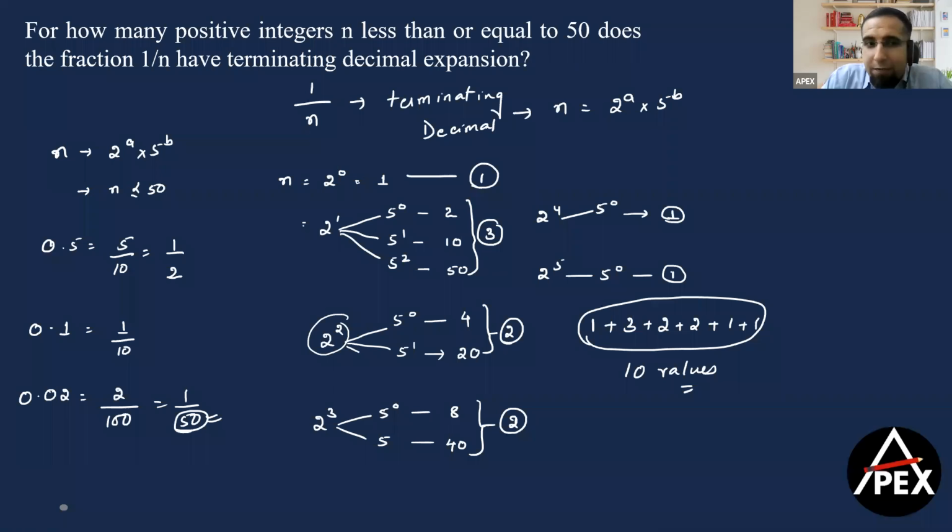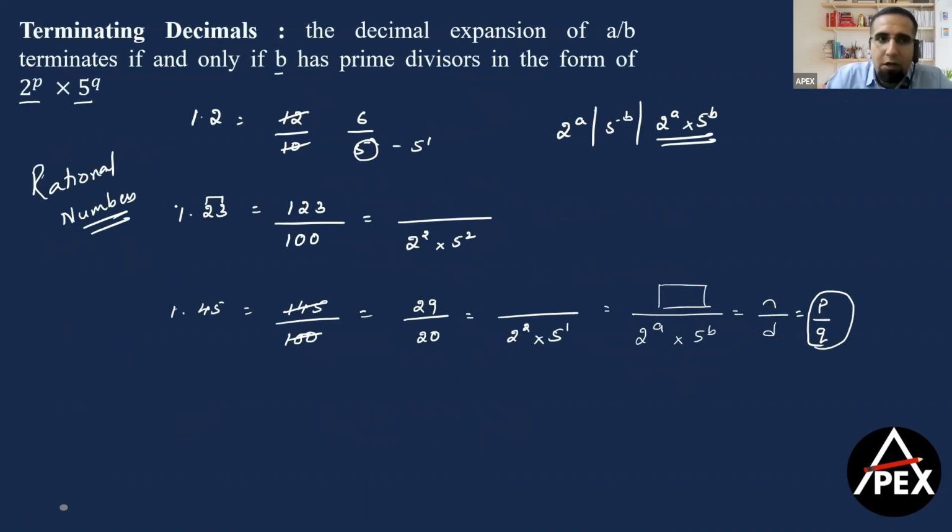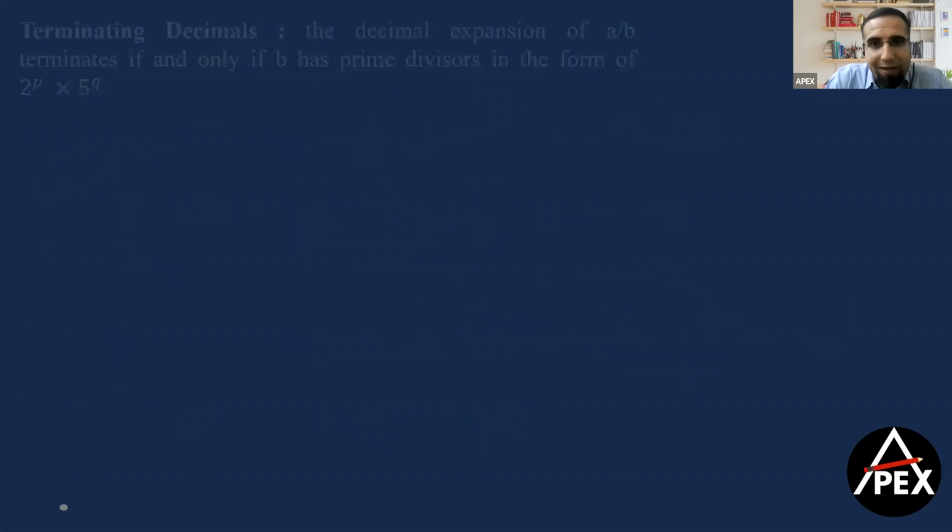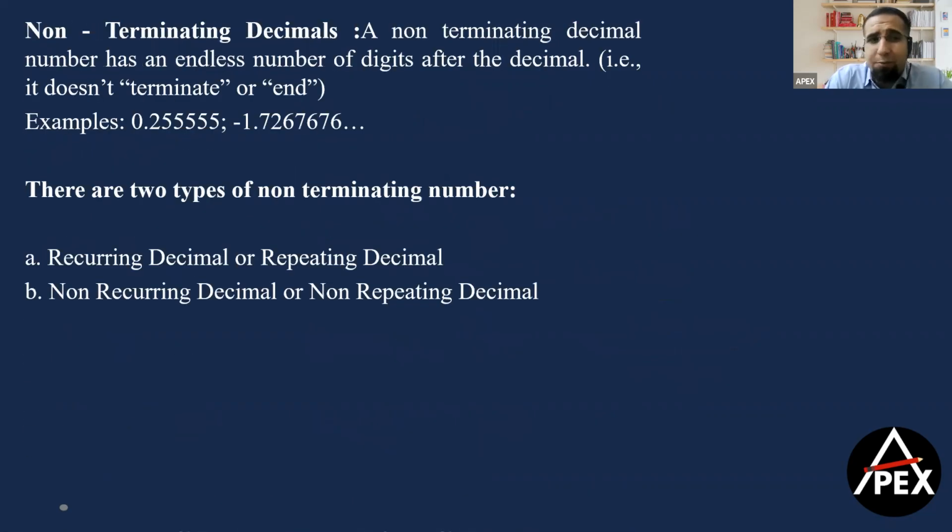Clear? And we are getting a terminating decimal expansion. So please remember this definition of terminating decimal. That denominator should be in the form of 2 to the power p into 5 to the power q, and that will be the form of a terminating decimal. Right? Now let's move to recurring decimal or non-terminating decimals.